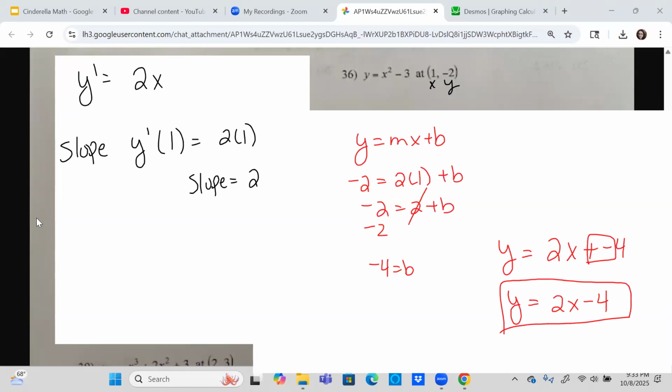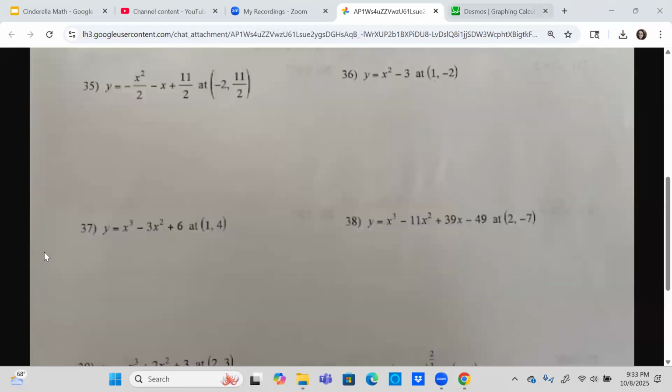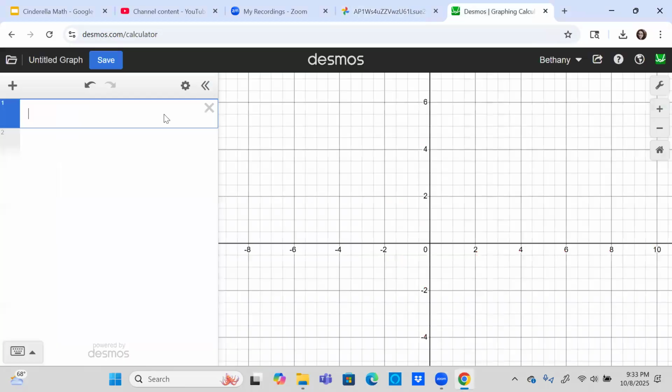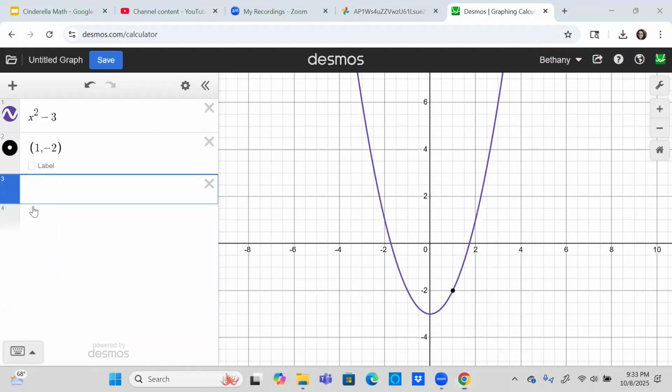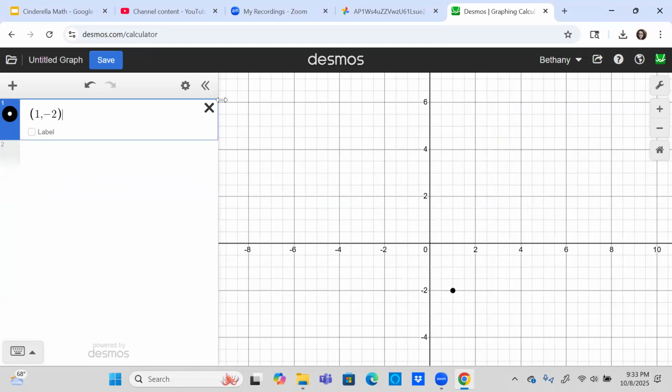And again, x squared minus 3, 1, negative 2. I'm coming over here to check. X squared minus 3. We care about the point 1, negative 2. And we got, I don't remember the answer, 2x minus 4. Boom, looks good. Alrighty.